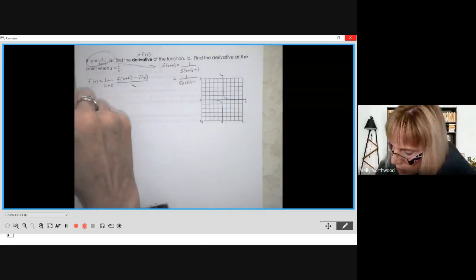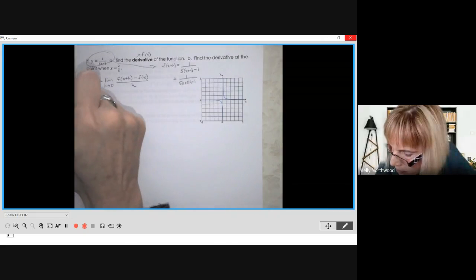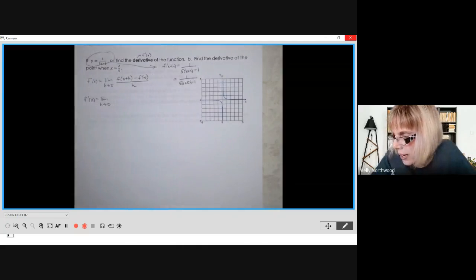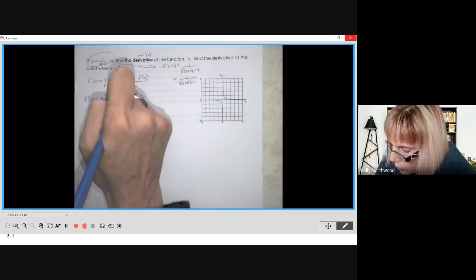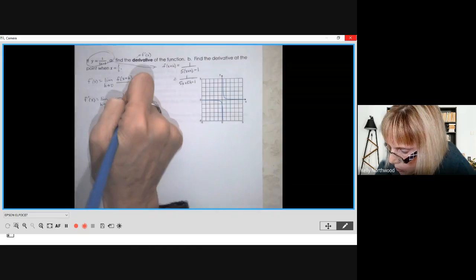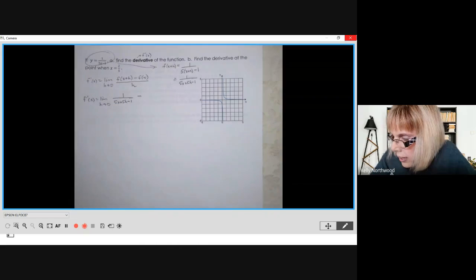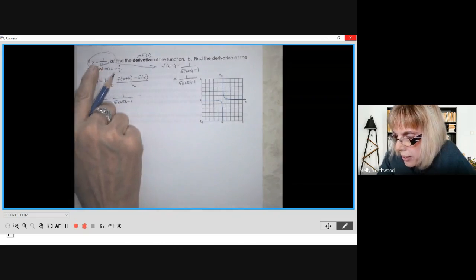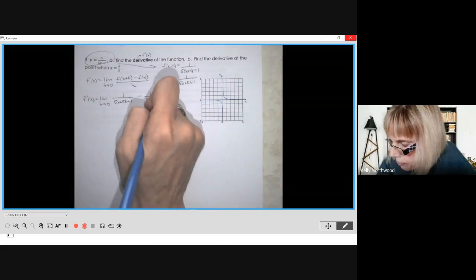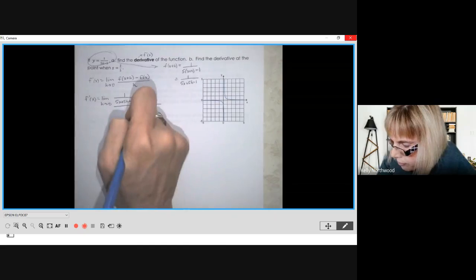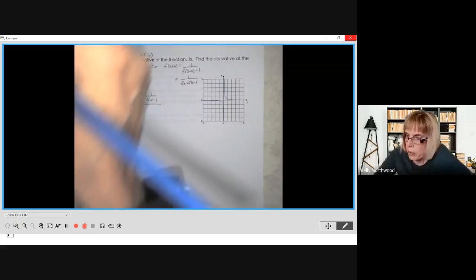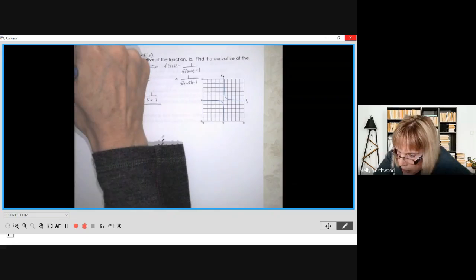Then you're going to substitute in. So f at x plus h is 1 over 5x plus 5h minus 1. And just plain old f at x, y and f at x are the same, is going to be 1 over 5x minus 1, all over h. Just remember y and f at x can take each other's place.